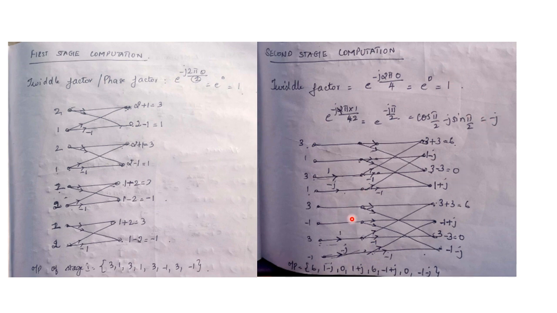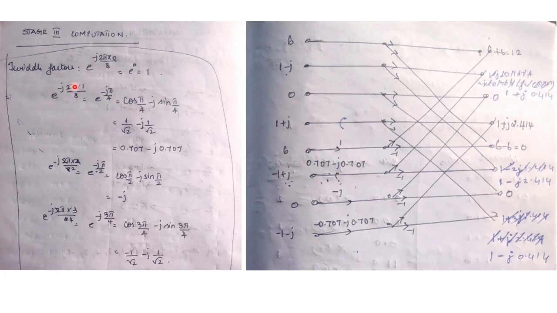Keeping this, we have calculated. The output of stage 2 is obtained as 6, 1 minus j, 0, 1 plus j, 6, minus 1 plus j, 0, minus 1 minus j. The output of stage 2 will be taken as input for stage 3.